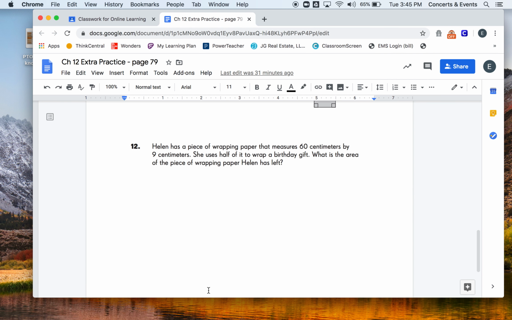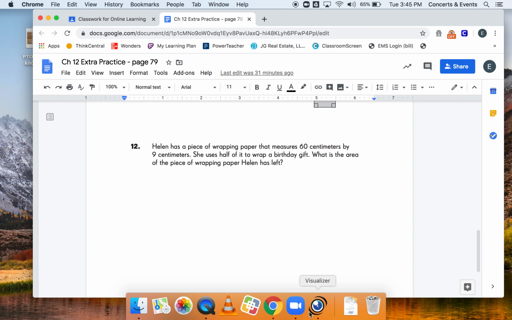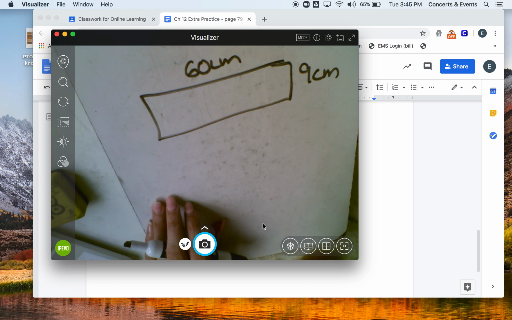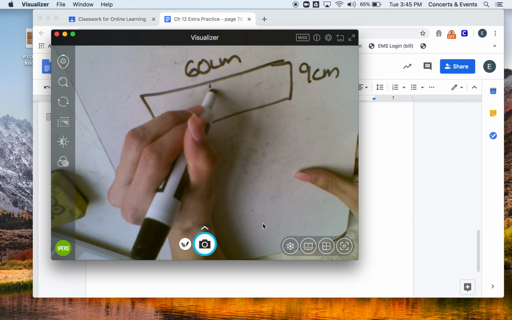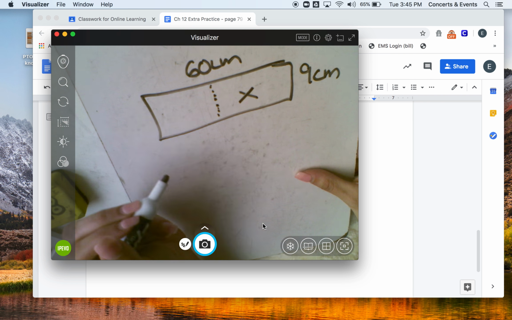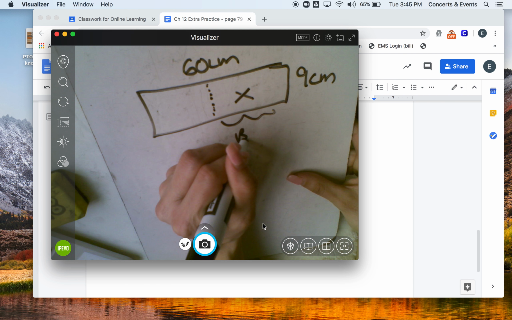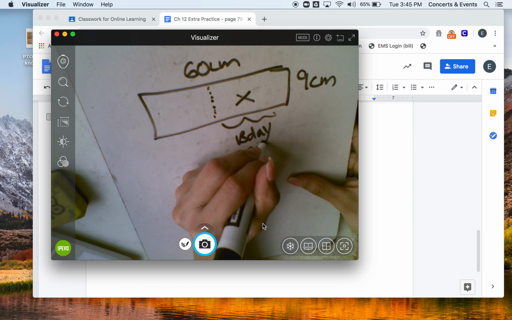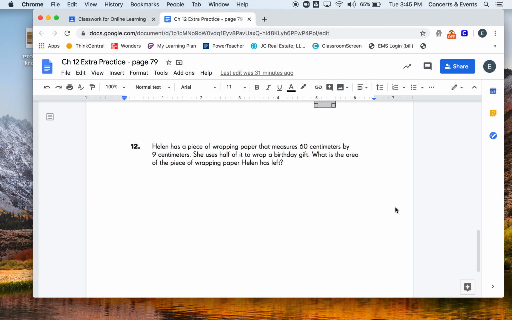She uses half of it to wrap a birthday gift. So you know what I'm going to do? I'm just going to cut this in half, because she uses half of it for a birthday gift. Okay, and then I'm going to come back and keep reading. I just try to visualize what's happening. What's the area of the wrapping paper she has left?